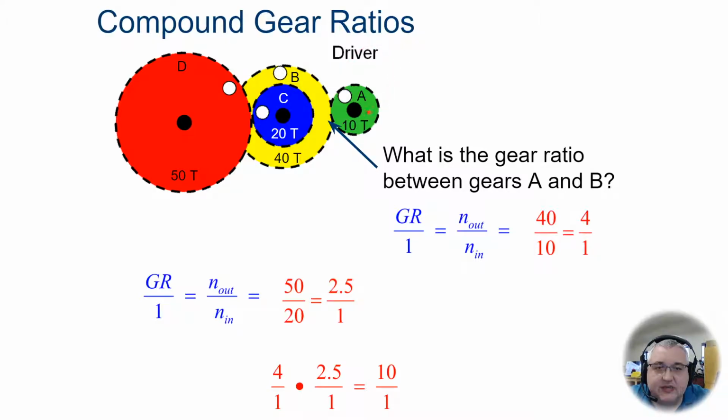That's the first one, I say. The number out is the second one, 40, because these are the two that are touching. 40 divided by 10 gives me a gear ratio of 4 to 1.